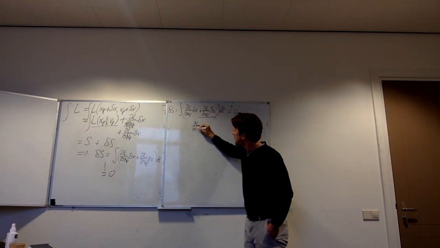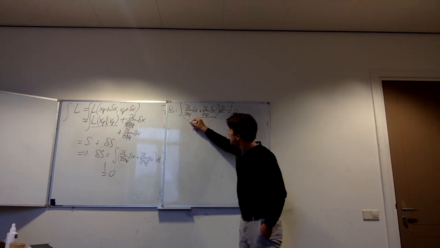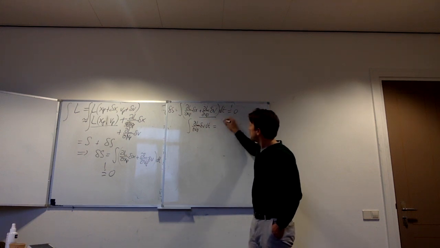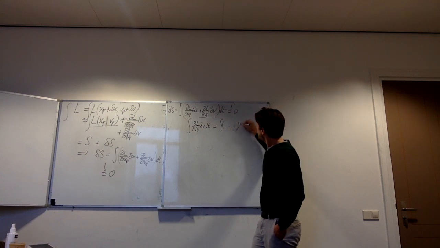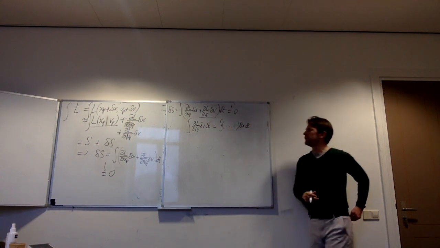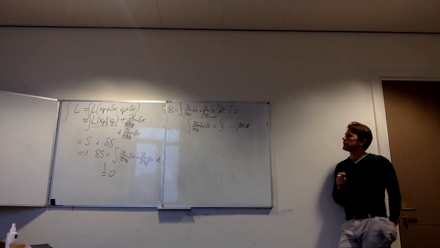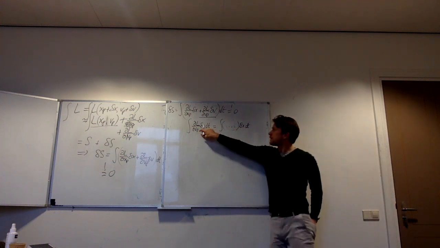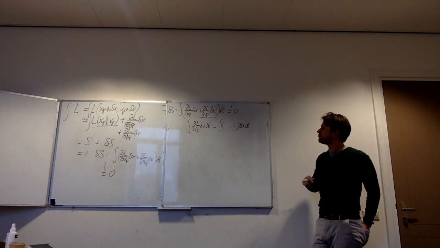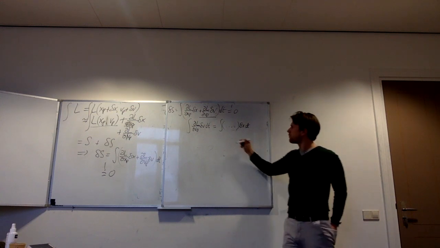dL/dv delta v, integrated over time. I want to make this into something that looks like this. Suggestions? It's not a physics question, it's a mathematics question. Could we write v with the chain rule? Yeah, or as dx over dt? So it will be a sum. Yeah, this one. So at least we'll have at least one delta x.